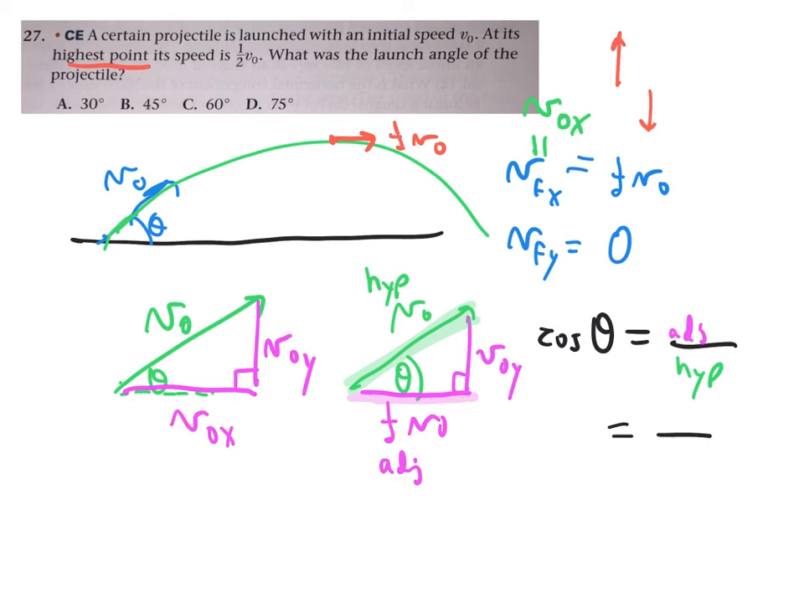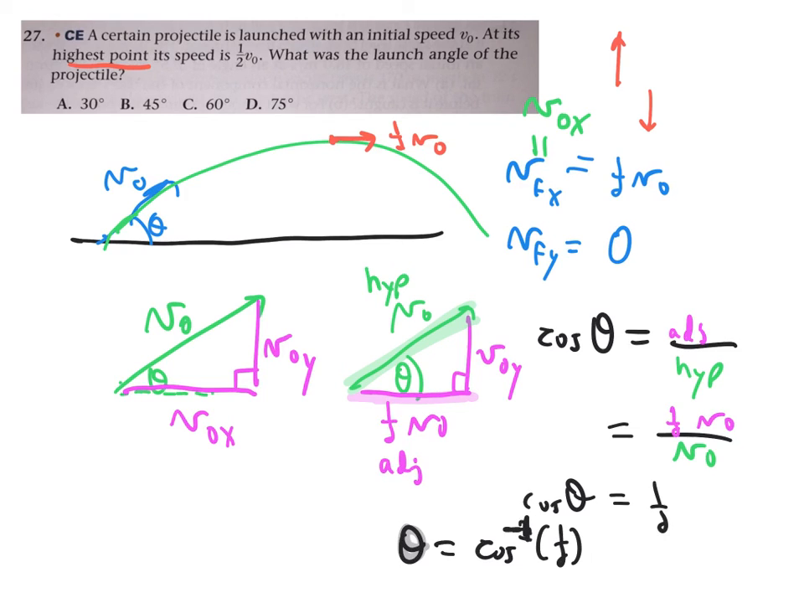So it's going to be 1/2 v0 over v0, which of course is just 1/2. So I just need to find an angle whose cosine is 1/2. And that says that our angle theta is going to be the inverse cosine of 1/2, which I just get from my calculator to be 60 degrees. So it must have been launched at 60 degrees, which is that one.